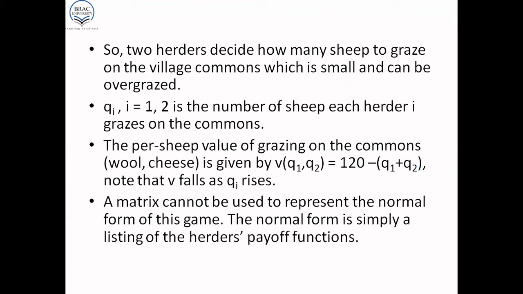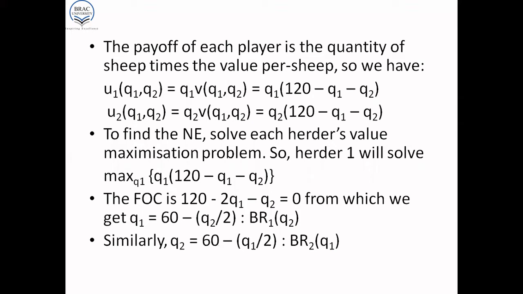Now in this situation, a matrix cannot be used to represent the normal form of this game. And the normal form is simply a listing of the herder's payoff functions. So let's see what the payoff functions are. The payoff of each player is the quantity of sheep times the value per sheep. So we have the payoff of player 1, U1 of Q1, Q2, that is equal to Q1 times V of Q1 and Q2. So that is just equal to Q1 times 120 minus Q1 minus Q2. So Q1 multiplied by V.